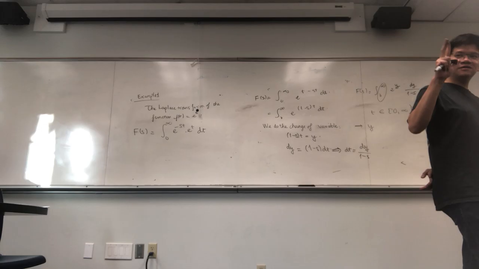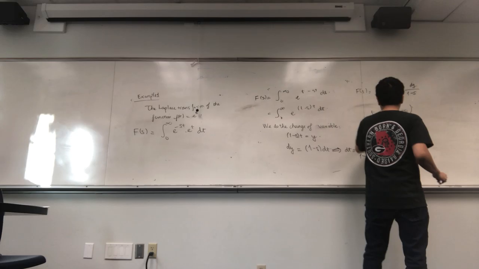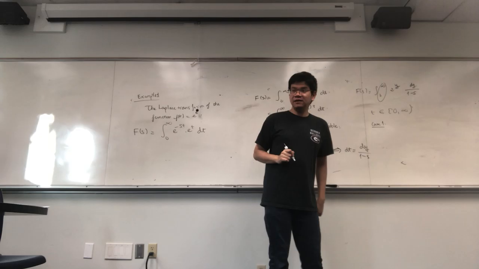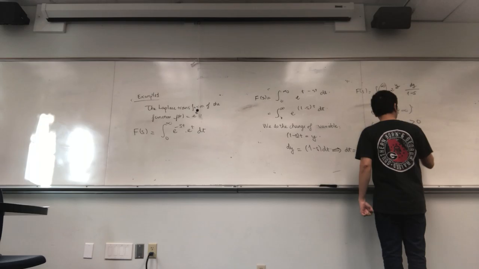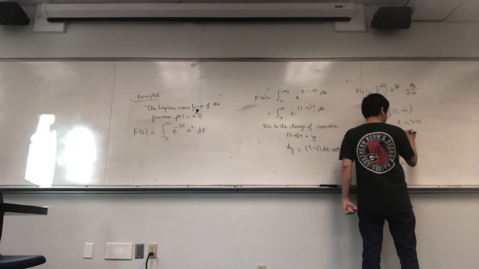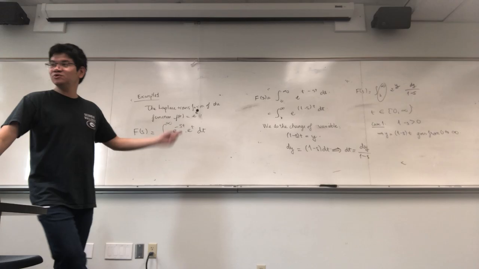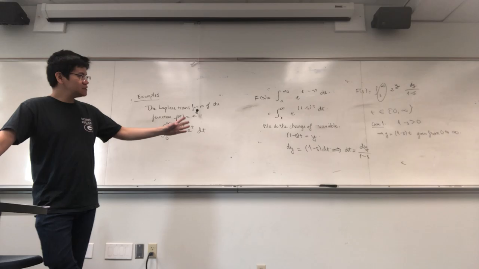So you have to consider three cases. 1 minus s is positive, 1 minus s is negative, and 1 minus s is 0. Right? So there are three cases. Case number one, 1 minus s is positive. Alright? So when 1 minus s is positive, y is going from 0 to infinity as well. If 1 minus s is positive, you multiply t with a positive constant, which means that this is still going from 0 to infinity.